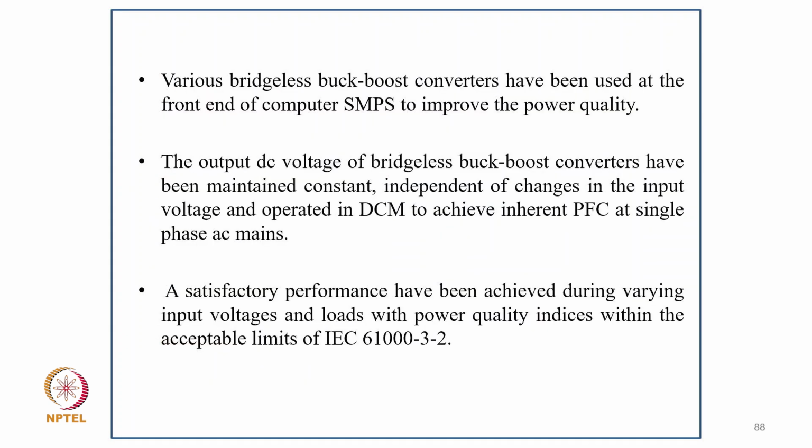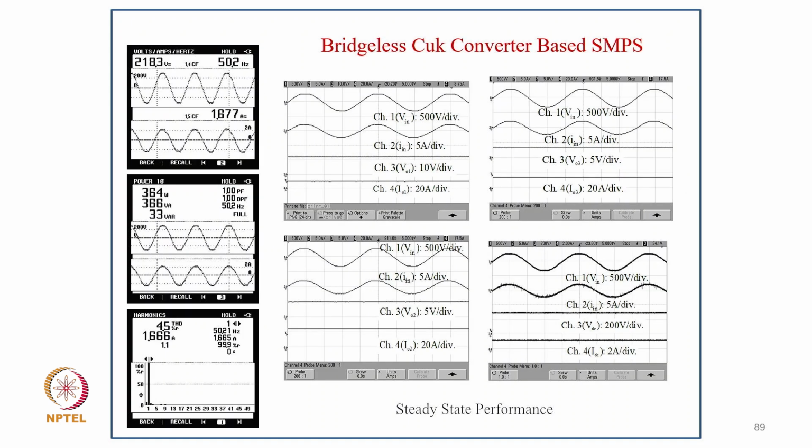So various bridgeless buck-boost converters have been used at the front end of the computer switch mode power supply to improve the power quality. The output DC voltage of the bridgeless buck-boost converter has been maintained constant, independent of changes in the input voltage, and operated in discontinuous mode to achieve inherent power factor correction at single phase AC mains. A satisfactory performance has been achieved during varying input voltage and loads, with power quality indices within the acceptable limits of IEC 61000. And these supplies are, of course, developed in bridgeless configuration.